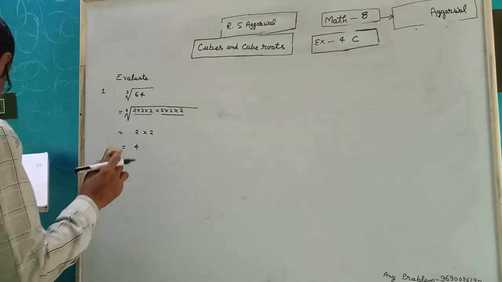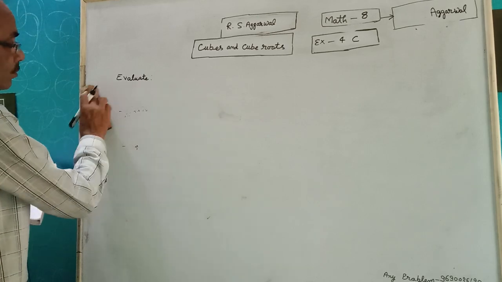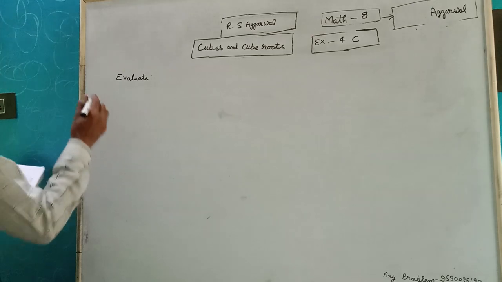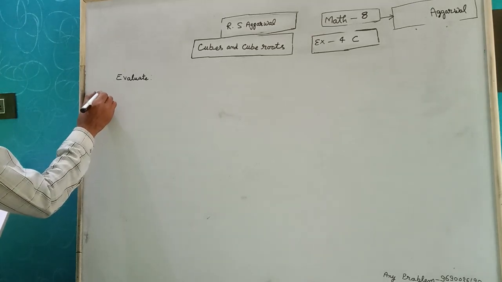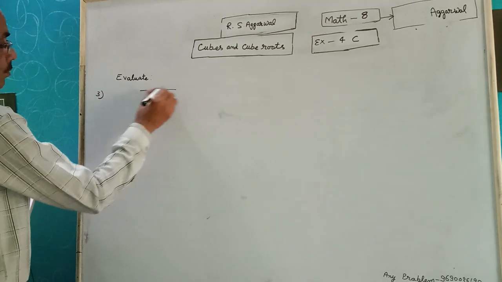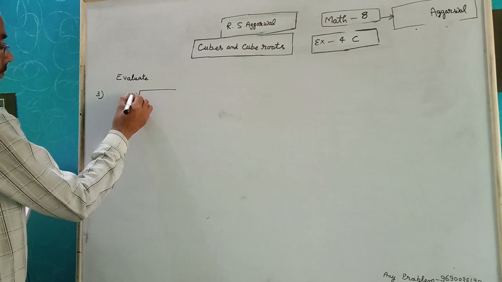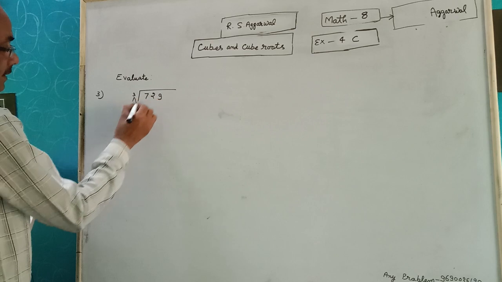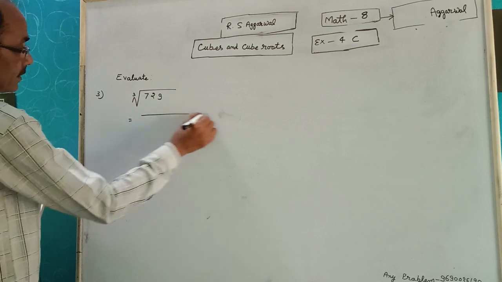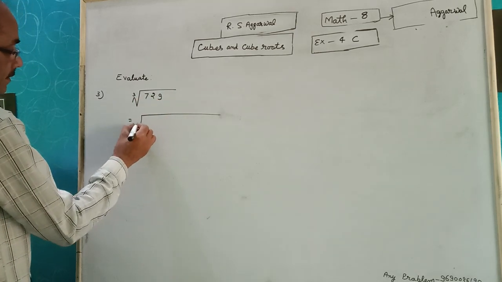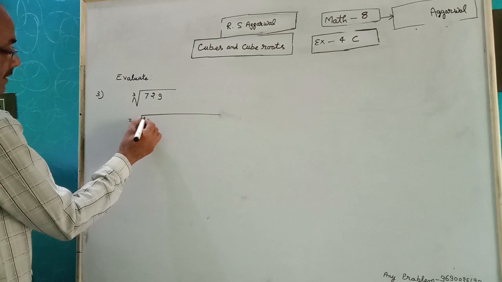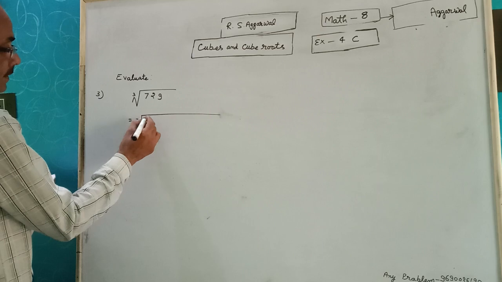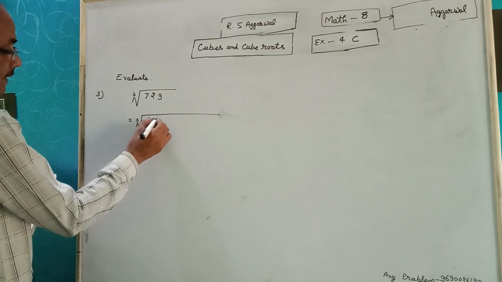Question number 2, it is same. Question number 3. Question number 3 is cube root of 729. Do the factor. 3 into 3.